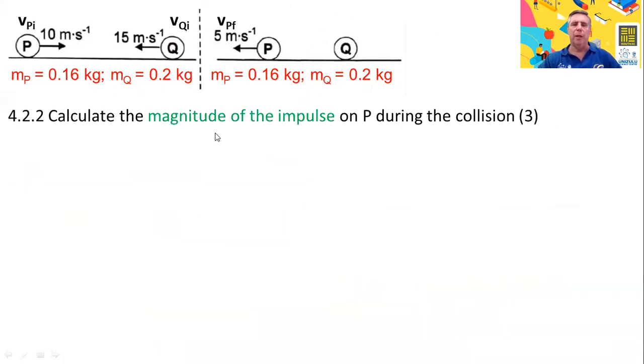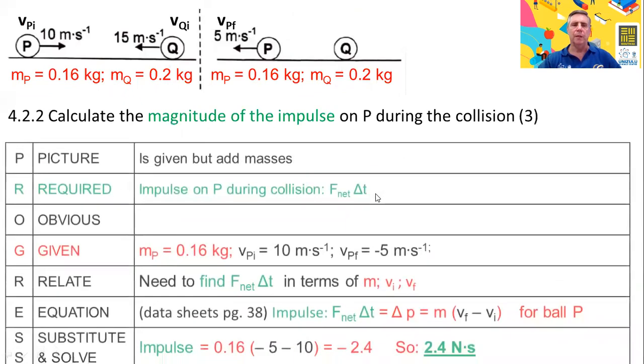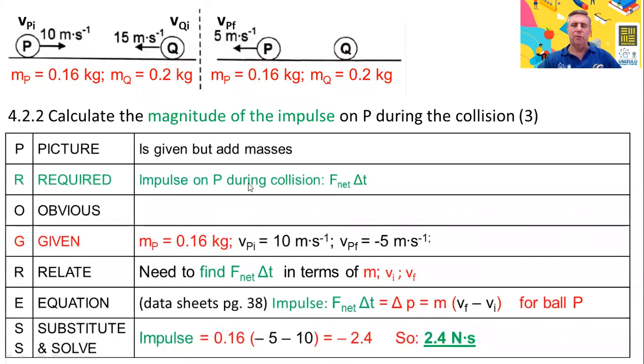4.2.2 said calculate the magnitude of the impulse on P during the collision. Now again, what's required is the impulse, and we know that impulse is F delta T. What we've been given is the mass and the velocities of P before and after. So in this case, you're not actually carrying a number through from part 1 to part 2. So we need to relate F net delta T to the mass, initial, and final velocity.